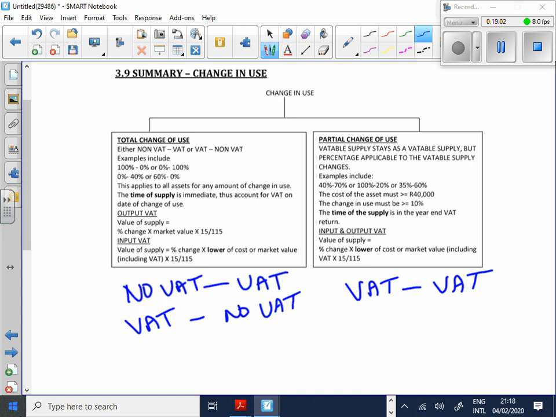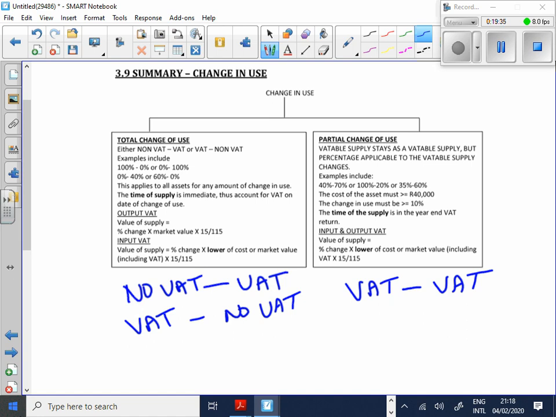If it's an input VAT claim on a total change, what do we use? Lower of cost or market value. Screw the taxpayer. So total changes always work on screw the taxpayer. If it's an output, it's on market value. If it's on an input, it's on lower of cost or market value. Are you guys comfortable with that? If it's a partial change, it's always on lower of cost or market value. If it's a partial change. Are you guys comfortable with this?